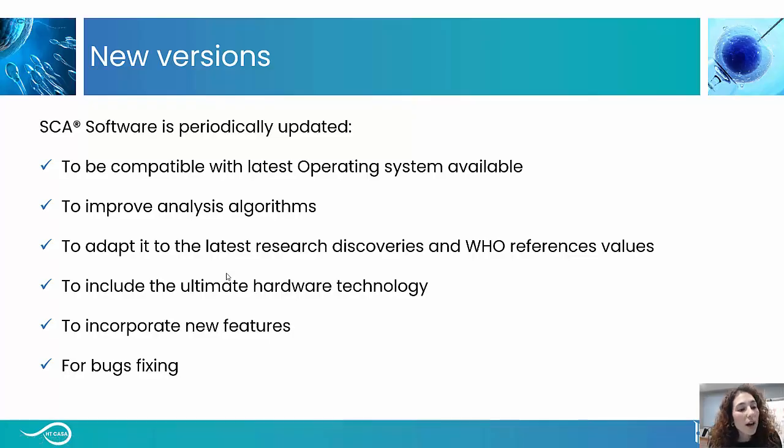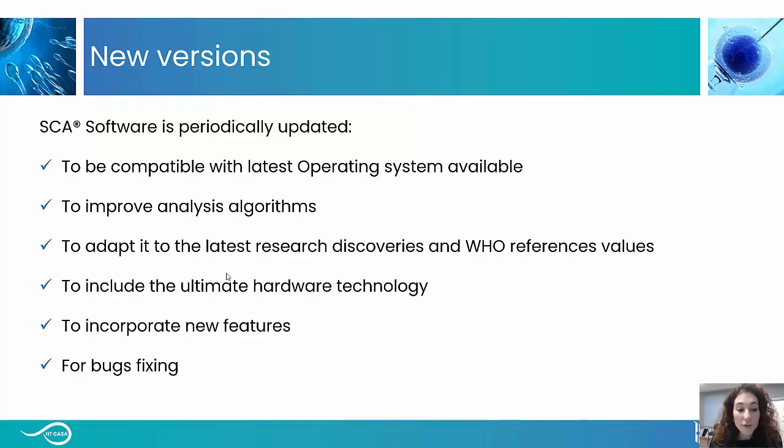So what are the reasons why we develop new versions, or what is our main goal with this? In this case, this software is periodically updated, more or less each year or every 2 years, of course, to be compatible with the latest operating system. It's true that since some years ago, for example, Windows 7 is no longer compatible with our software versions, because we always try to use the latest technology. This would be one example.